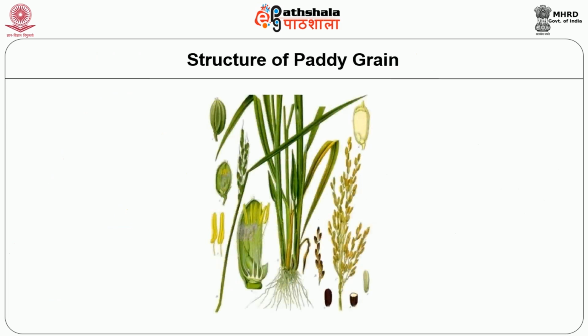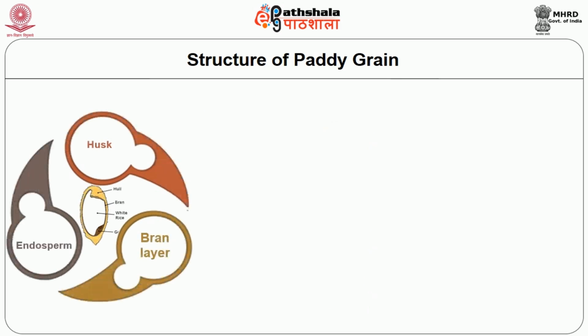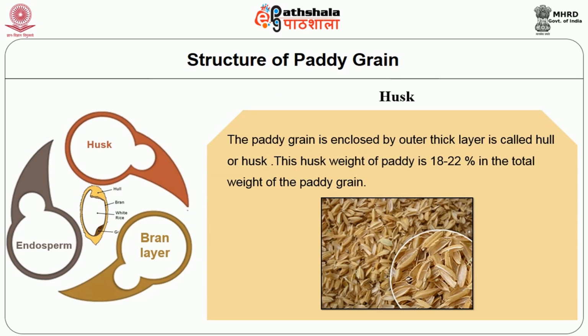Let us see the structure of the paddy grain. The structure of the paddy grain is classified into three different parts. The first one is the husk. The paddy grain is enclosed by an outer thick layer called the hull or husk. The husk weight is 18 to 22% of the total weight of the paddy grain.